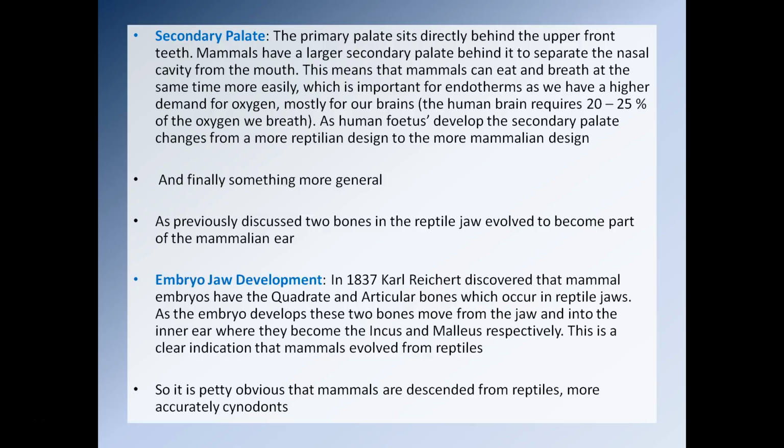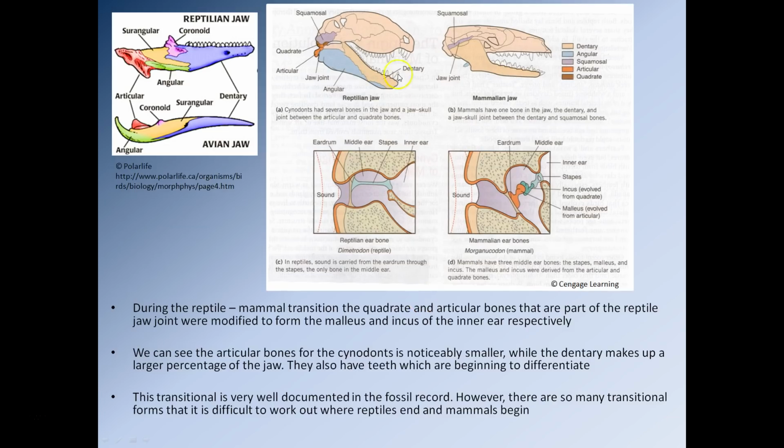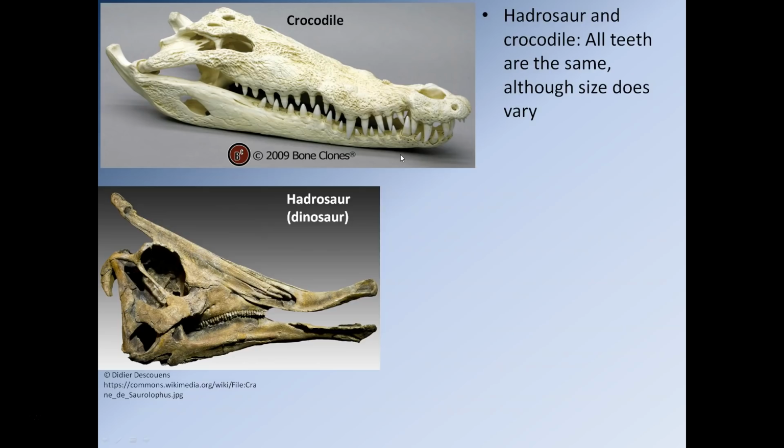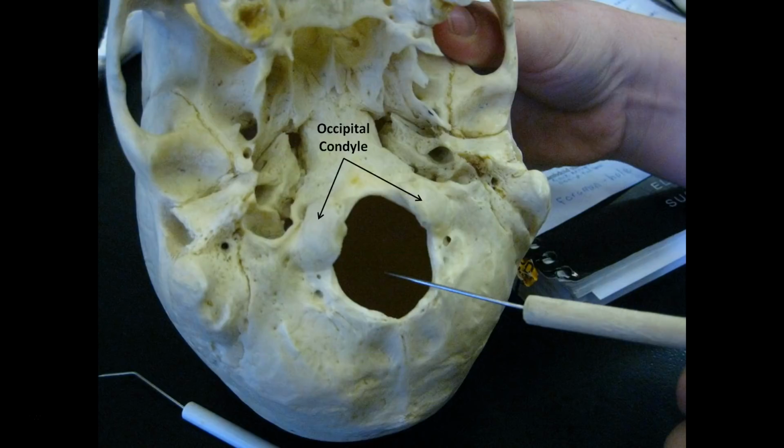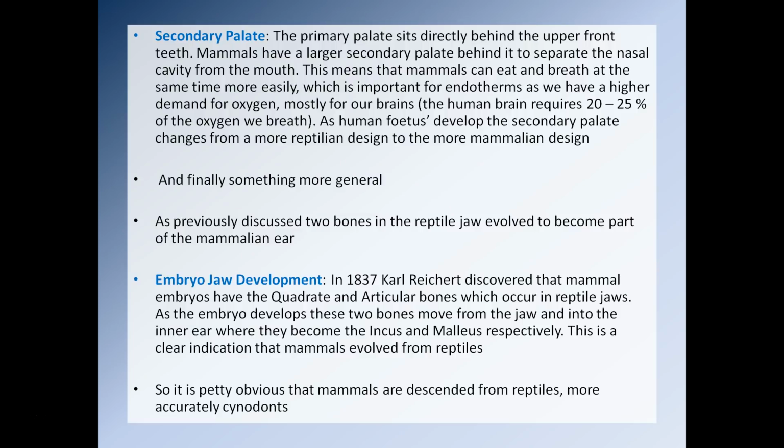As the embryo develops and becomes more mature, those two bones will then move from the jaw up into the skull, where they become incorporated into the inner ear. So the fact that when we're in the womb, we initially start with a quadrate and articular bone in our jaw strongly suggests that we are actually related to the reptiles. And then slowly over time, these two bones migrate into the skull and they become part of the inner ear. So by looking at embryonic development, it gives us a hint that we are related to reptiles.